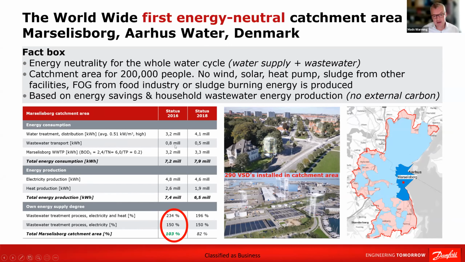And that means that now we have in fact more energy than we need, not only to treat the wastewater, but also to provide for the drinking water side. And that means that when that facility was peaking, it was producing 234% of energy. If you cannot use the heat, which is the case in some places, then at least you can use the electricity, which is up to 150% here.